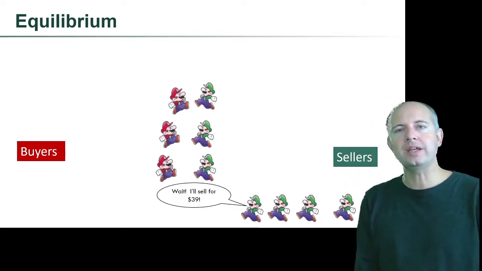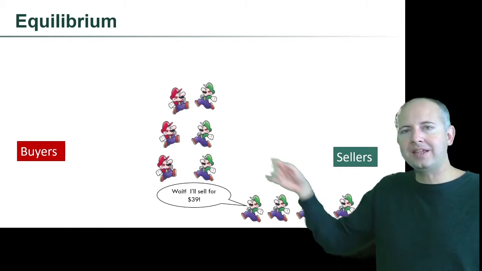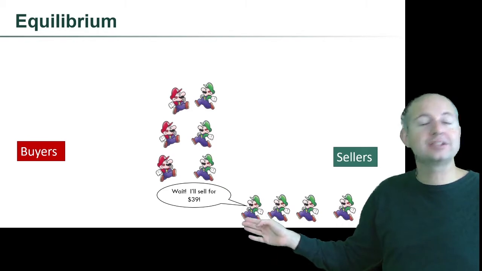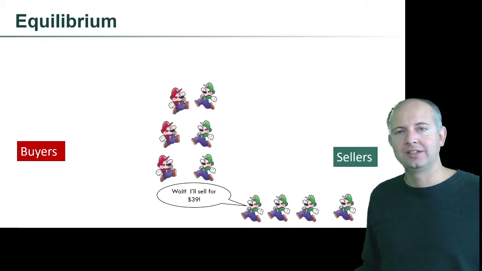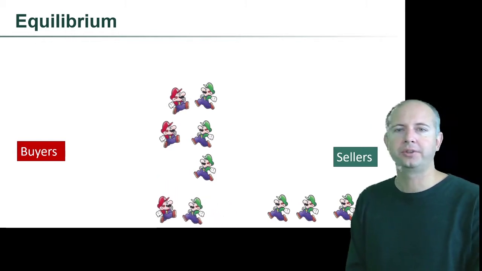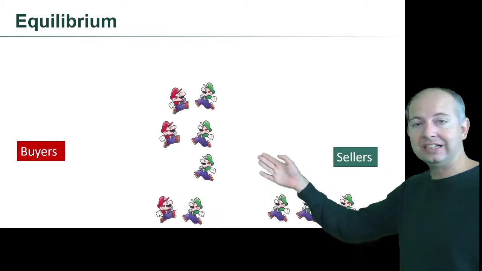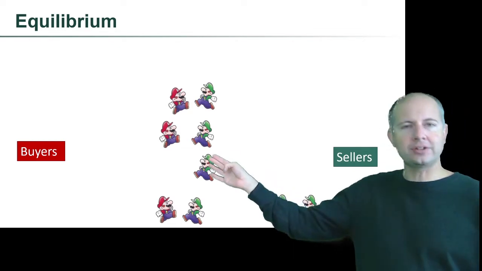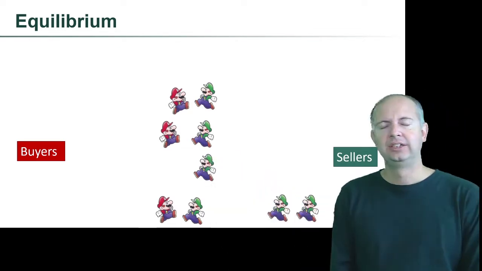And this one says, wait, you are getting ready to pay this Luigi 40. Well, you know what? I'll sell it to you for 39. And so Mario says, okay, well, I'd rather pay 39 than 40. So Mario moves to this Luigi. And then what happens? Well, we still have this Luigi and these 3 Luigis left out. One of them says, wait, I'll sell it to you for 38, and so on.